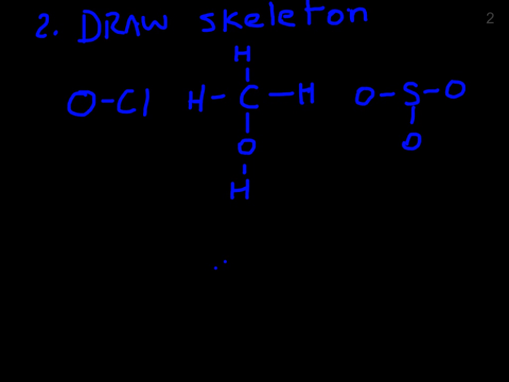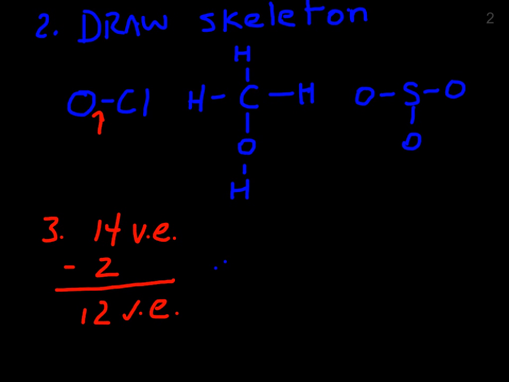Now my third step is going to be to subtract the number of bonding electrons from my total valence electrons. In my first example, I had 14 valence electrons, and now I look up here and I have 1 bond. That 1 bond represents 2 electrons, so I want to subtract those 2 electrons from my valence. That leaves me 12 valence electrons left over.